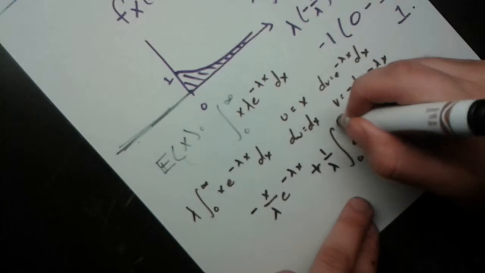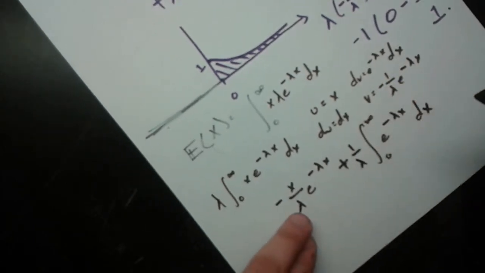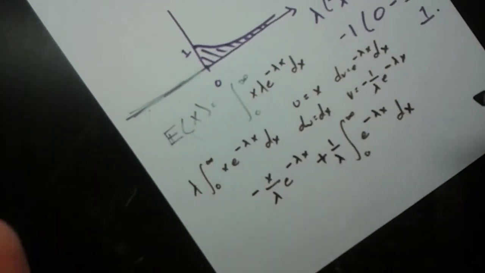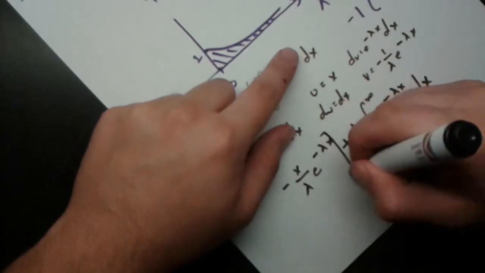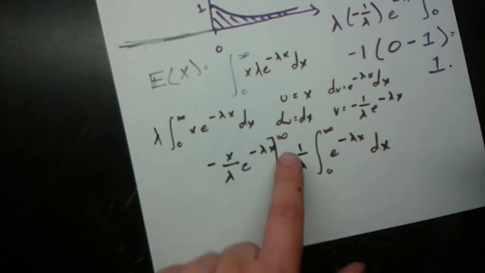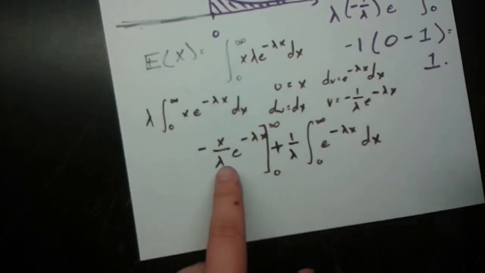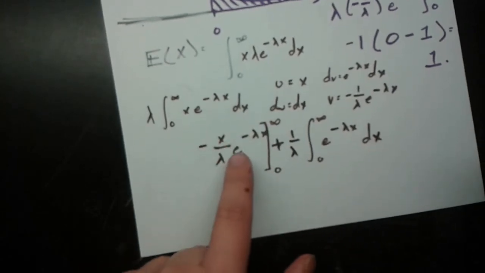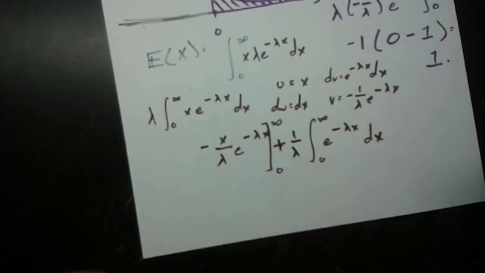So this is from 0 till infinity. And again, a cool thing about these general calculations we'll see right now. So this has to also be evaluated from 0 to infinity. But let's notice something. If I plug infinity into this guy right here, then I'm going to get negative infinity over lambda, e to the minus lambda infinity. So that seems unclear at first.